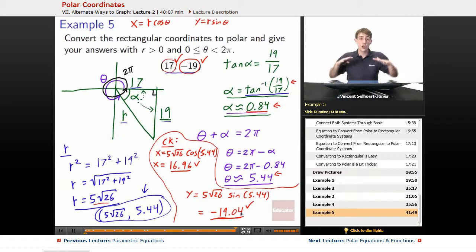All right, so now that we've got a good understanding of how polar coordinates work, we're ready to talk about polar equations and functions, really get into the meat of graphing this stuff.